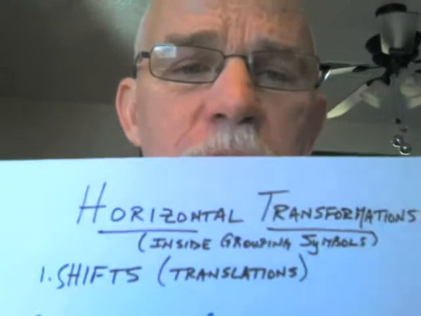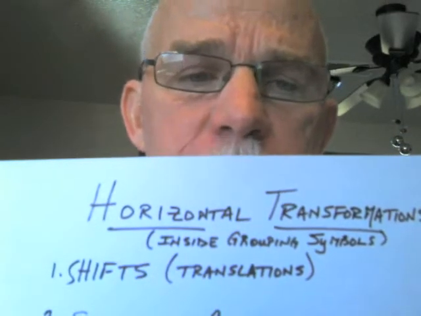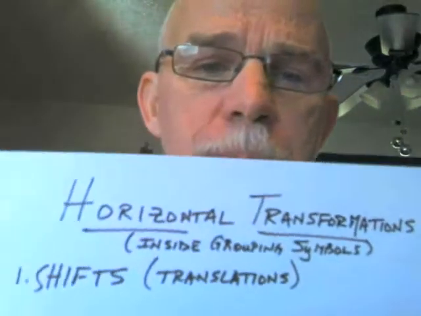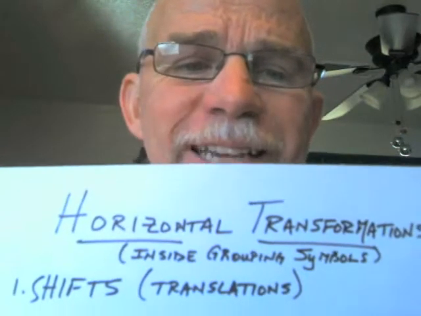You get these horizontal things to occur inside grouping symbols. If you want to do something horizontal in the geometry, in the algebra, you need to think about inside grouping symbols. Grouping symbols could be square root symbols or cube root symbols or absolute value symbols or parentheses, and so those are the grouping symbols that we've learned about. So in algebra, we can get that to do horizontal stuff inside those grouping symbols.